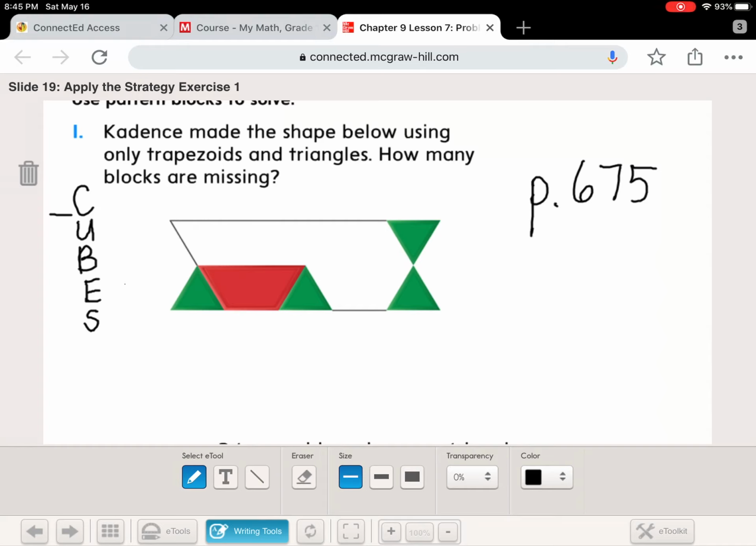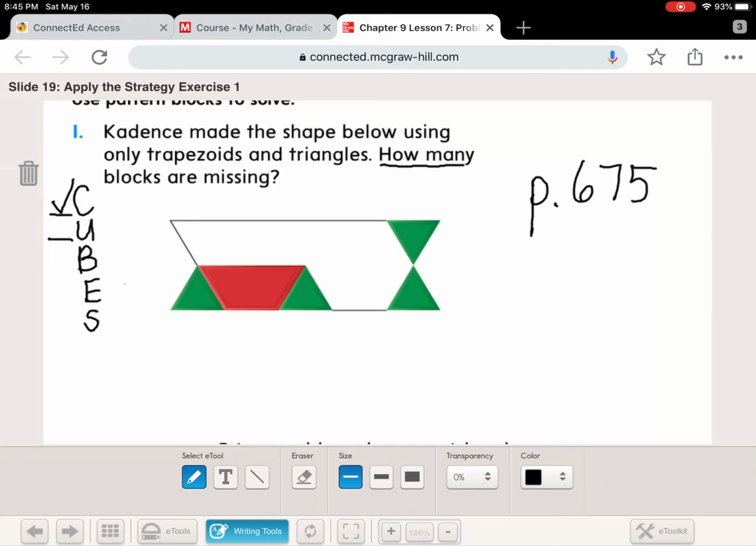Okay, so help me read the problem and we'll start by circling the numbers like we always do. Help me read. Cadence made the shape below using only trapezoids and triangles. How many blocks are missing? I don't see any numbers here, but they are asking how many blocks are missing. So let's check that off. We don't have any numbers to circle though.